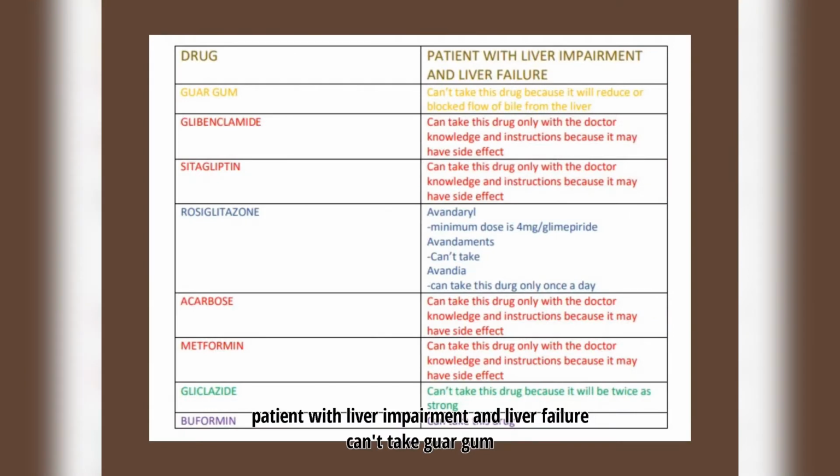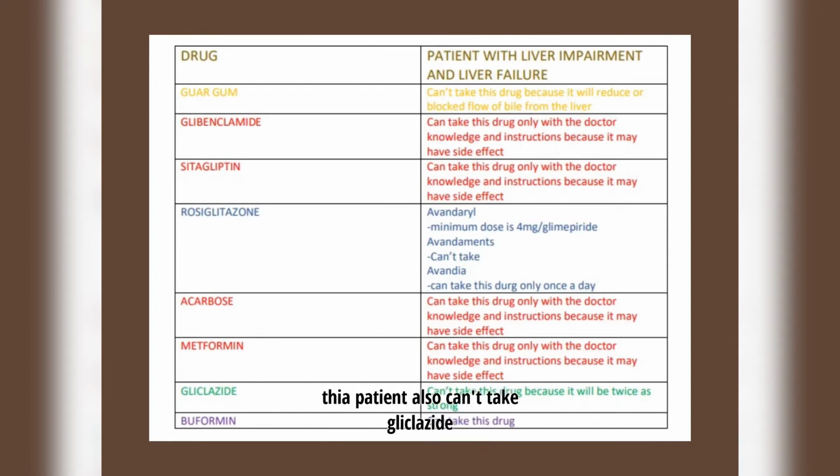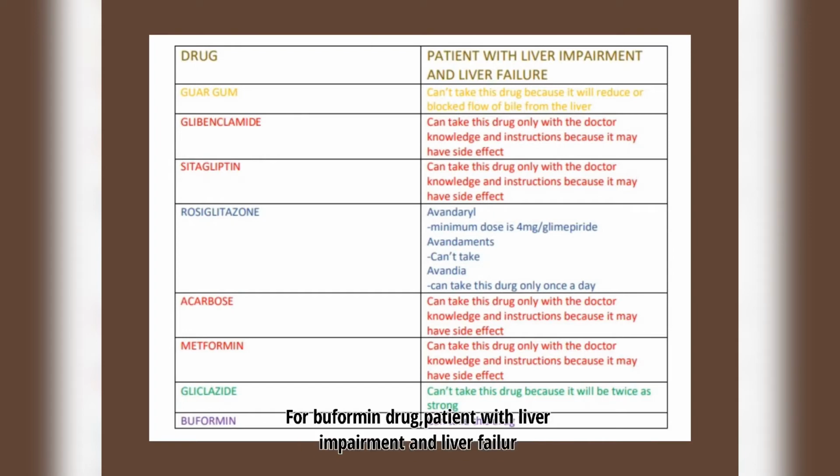Patients with liver impairment and liver failure cannot take guar-gum because it will reduce the flow of bile from the liver. This patient also cannot take gliclazide because it will be twice as strong. For buformin, patients with liver impairment and liver failure can take this drug. For glibenclamide, sitagliptin, acarbose and metformin, this patient also can take these drugs, but only with the doctor's knowledge and instruction because it may have side effects.